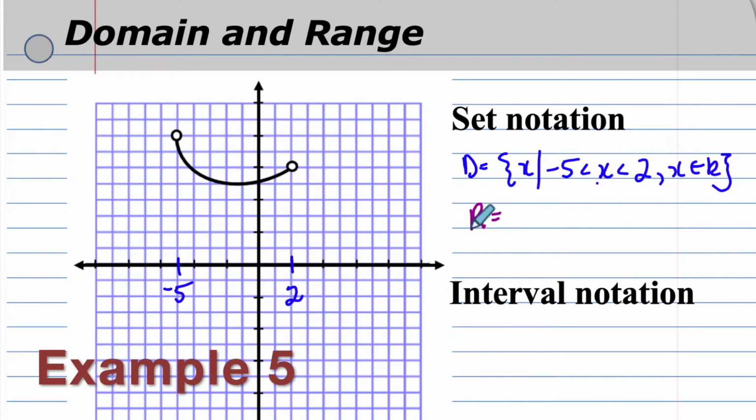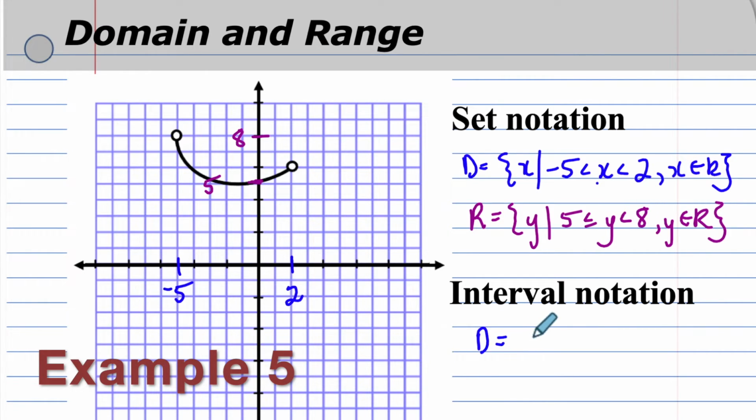For the range, we go from here, 2, 4, 5, all the way up to here, 8. Y is such that we're going from 5 to 8, and we're including 5, but we're not including 8. Comma, y is an element of the reals. Y's are greater than or equal to 5 and less than 8.